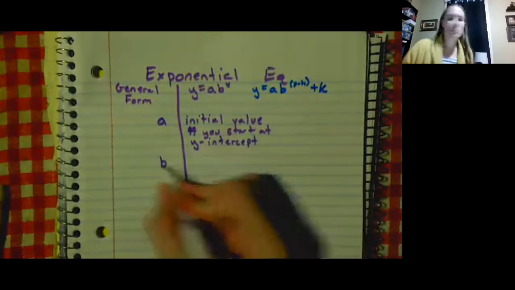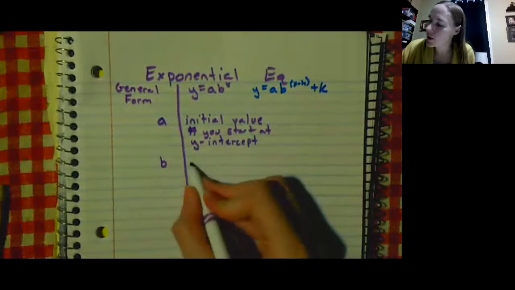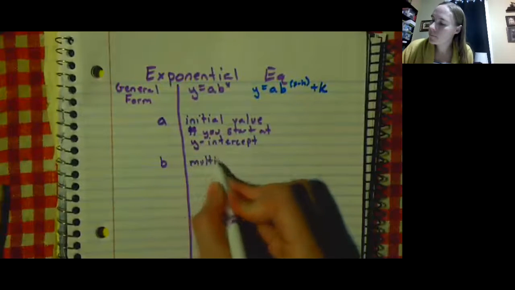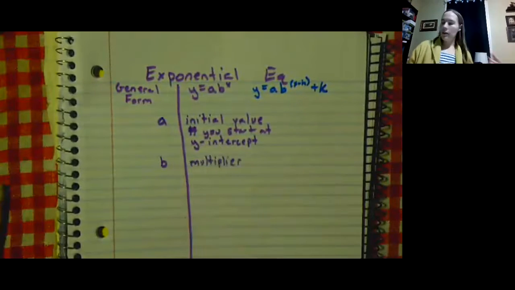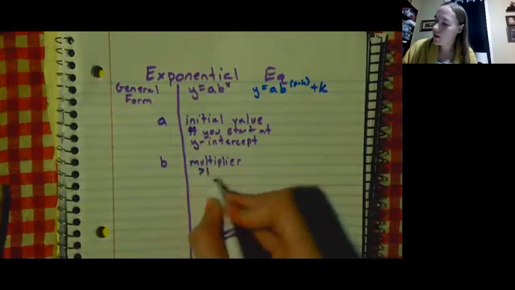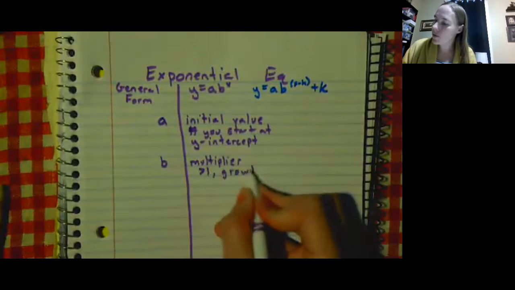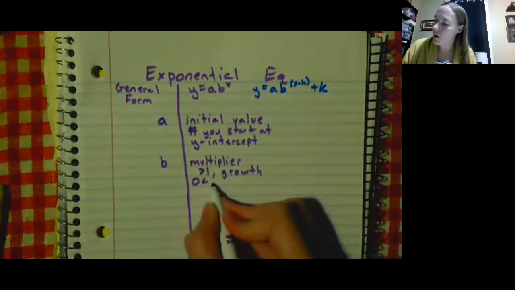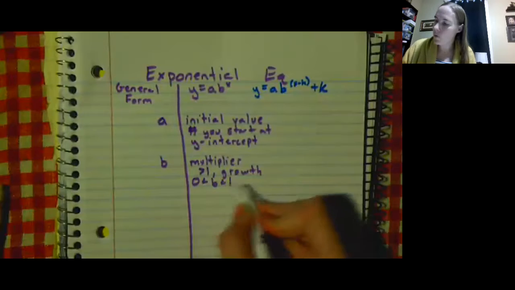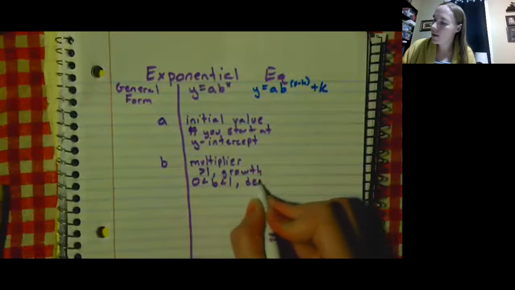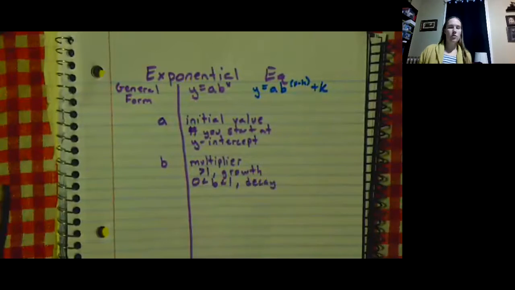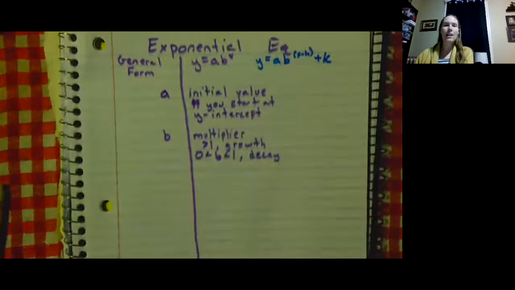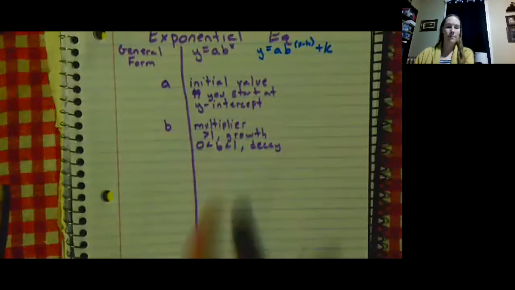Our b, we learned, was our multiplier. And we learned that if it was greater than 1, it showed growth. And if it was between 0 and 1, it showed decay. So these are the big things we learned in that Desmos. But we're going to go a little bit more in depth, and we're going to talk about this multiplier a little bit more.